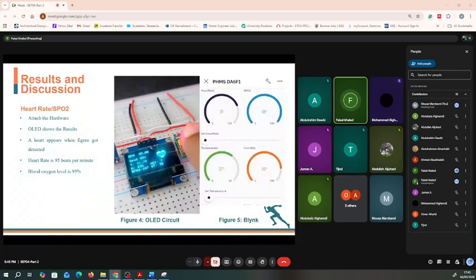The temperature means the temperature of the room, not the temperature of the patient. We set it so that after 34 or 35, an alarm comes to the doctor for the temperature of the room. The humidity is 83, which is good. When it goes beyond 100, an alarm comes to the doctor.